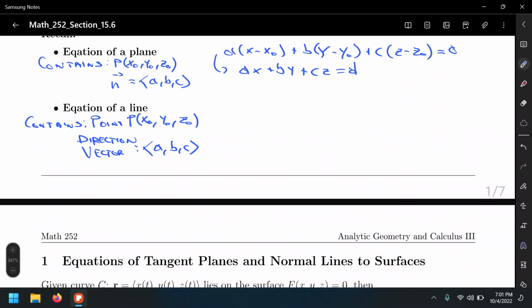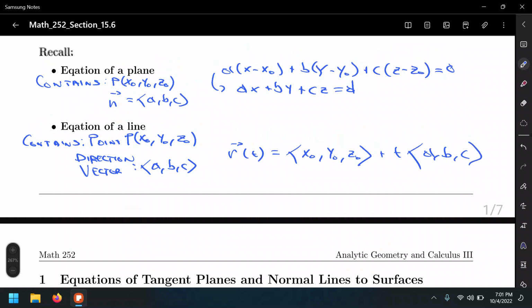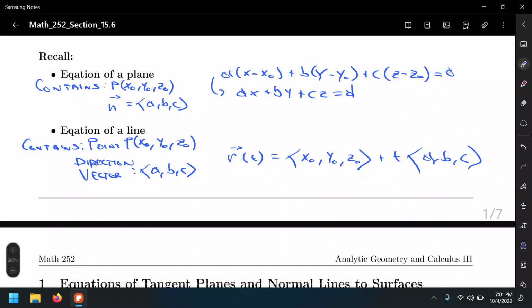So instead of having that slope, we got this in the direction of this vector. So we define this as r of t, and that's x naught, y naught, z naught. So this same initial point, well, no, it's not a vector, never mind. So that's a plus t times a, b, c. So these are the two pieces of information that we need to recall before getting into finding tangents, all right? So tangent planes in this case.